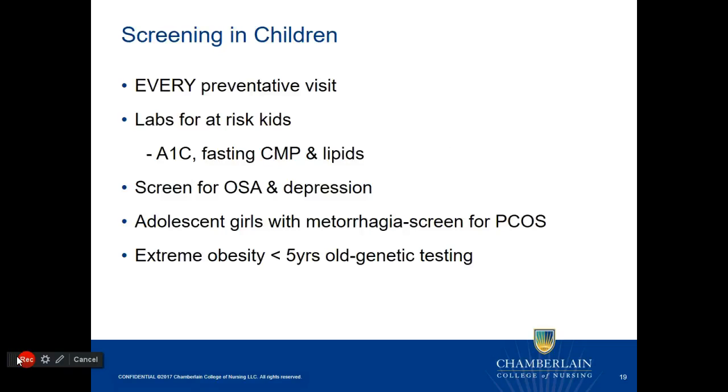Screening in children. This should occur at every preventative visit. Labs for children at risk who are overweight or obese include hemoglobin A1C, comprehensive metabolic panel, fasting, and lipids fasting. Screen for obstructive sleep apnea. Does the patient snore, awaken tired, awaken frequently at night? Screen for depression. In adolescent girls with irregular periods, screen for polycystic ovarian syndrome. If extreme obesity occurs under the age of 5, genetic testing is warranted.